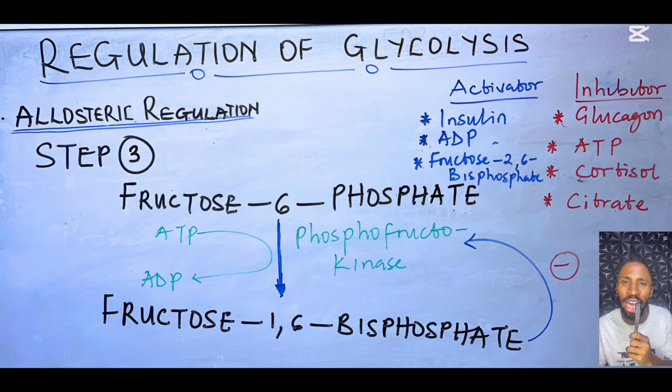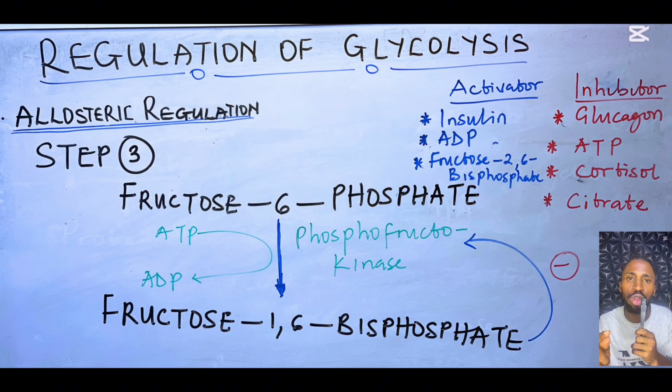The next rate-limiting enzyme we'll be talking about is phosphofructokinase, used in step 3. In step 3, PFK1 phosphorylates fructose 6-phosphate at carbon 1 to give us fructose 1,6-bisphosphate. This is important because ATP is converted to ADP here. It's still the same thing: they are allosterically activated by insulin and ADP. But here there's also an addition, because fructose 2,6-bisphosphate also allosterically activates PFK1 to continue the production of fructose 1,6-bisphosphate.